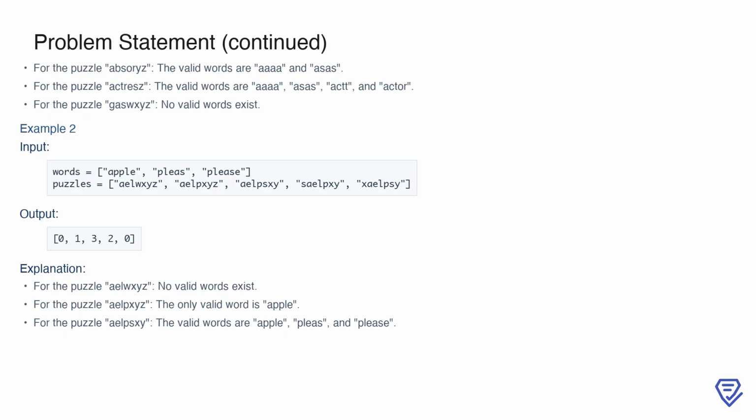Continuing with the explanation, for the fourth puzzle, absuras, the valid words are AAAA and ASIS since they satisfy all the constraints. For the fifth puzzle, actresh, there are 4 valid words, AAAA, ASIS, act, and actor. Finally, for the sixth puzzle, gasixes, no valid words exist. This happens because none of the words in the list can meet all the constraints for this puzzle. These examples highlight how the constraints play a crucial role in determining the output for each puzzle in the list. By systematically checking each word against the rules, we can compute the number of valid words for any given puzzle.